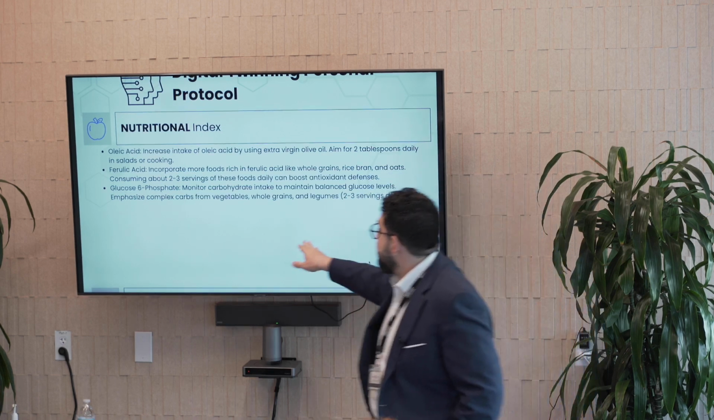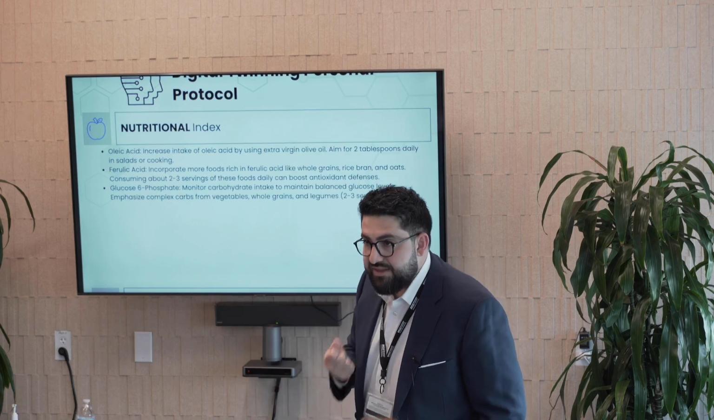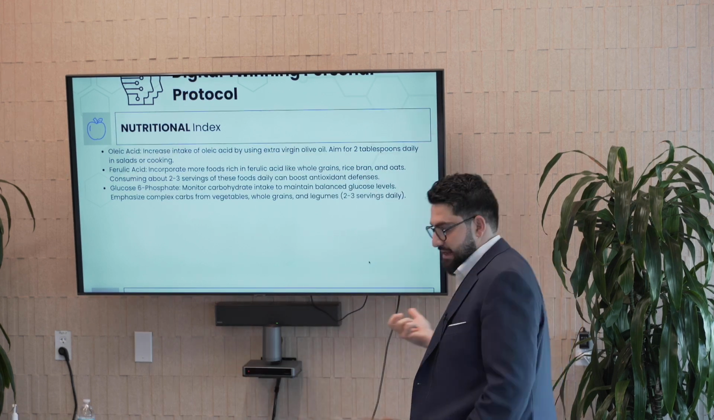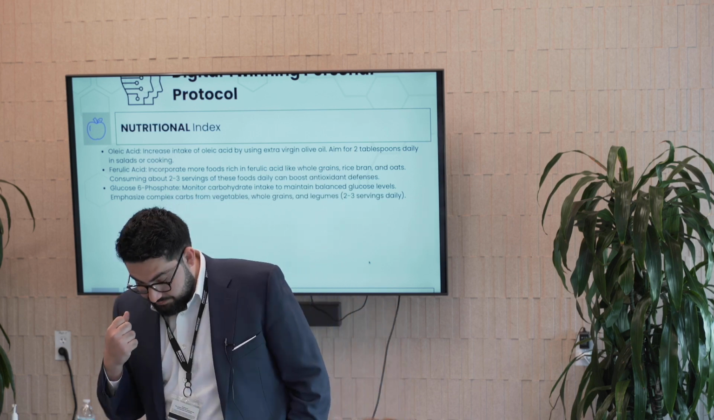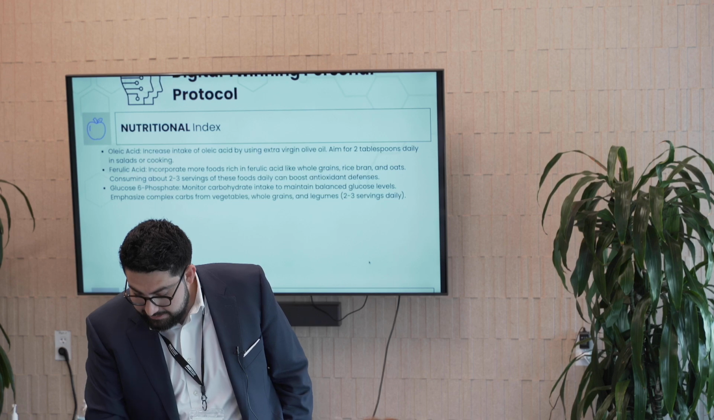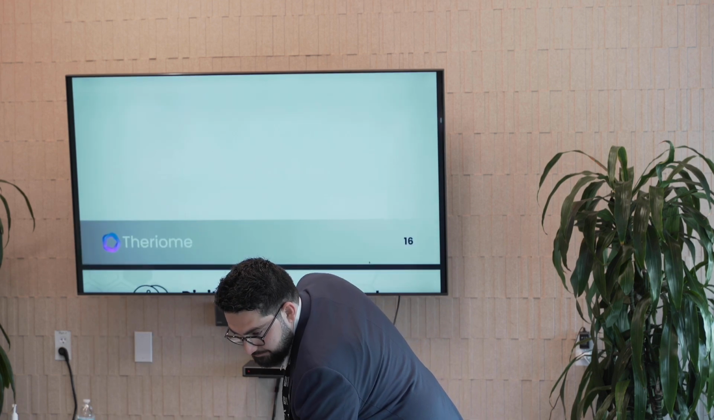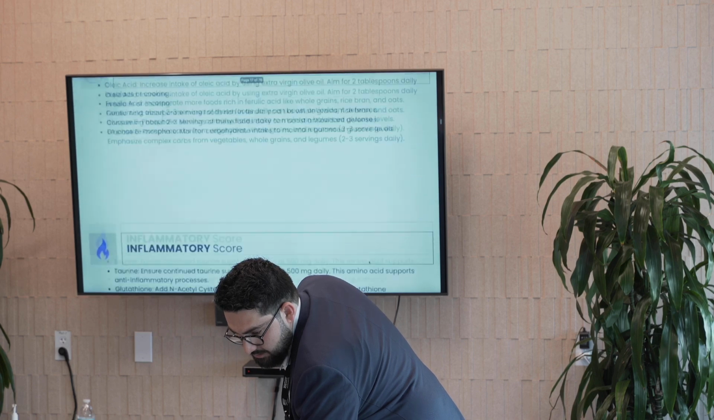Glucose 6-phosphate, remember, was a little bit low. So we want to make sure that they're getting complex carbs from vegetables, whole grains, and legumes, right? This is a metabolite of complex carbohydrate metabolism. As glucose is phosphorylated in the cell, it becomes trapped, and it becomes committed to the metabolism of that cell. Their nutrition, did I skip one? No. Oh, we did nutrition.